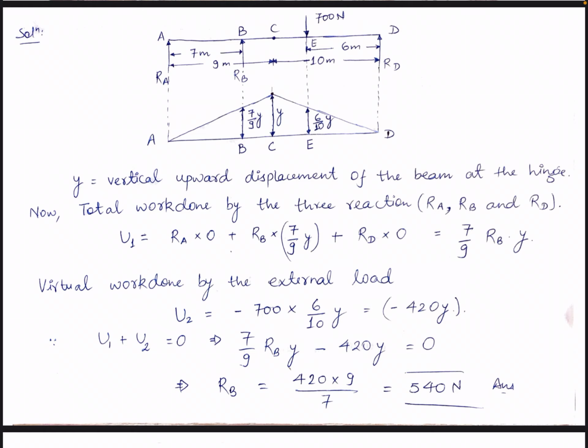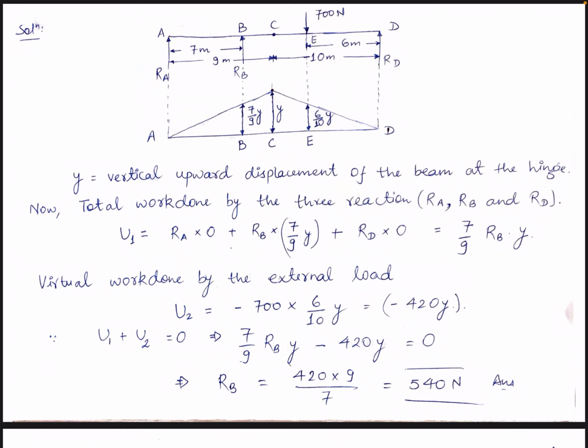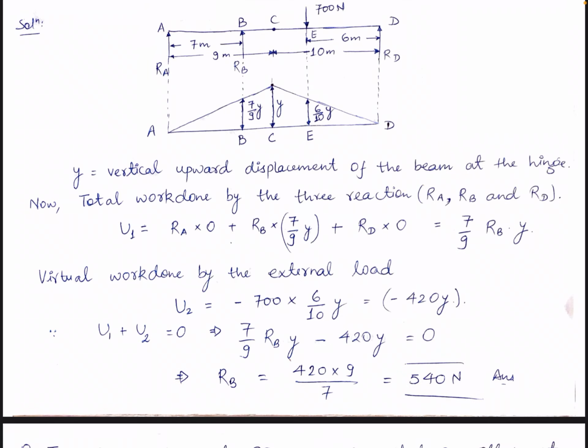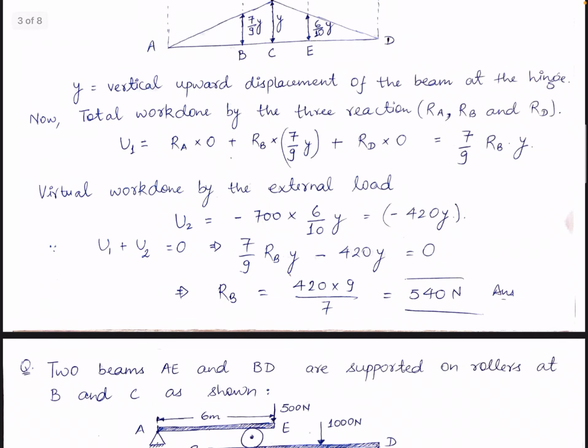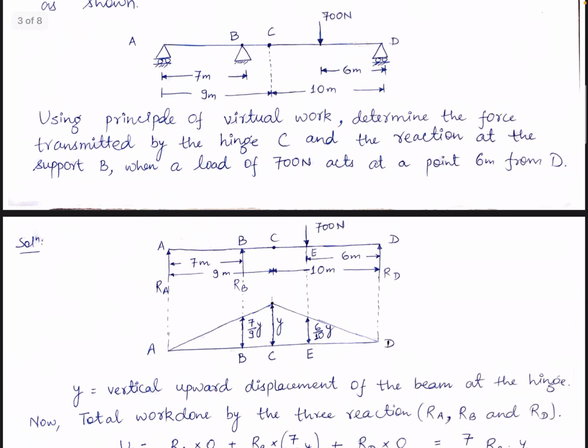Virtual work done by the external load, how much it will be? 700. But the direction is opposite, so negative sign is there, and the ordinate is 6 by 10. So it is coming out to be minus 420y. So these two will add and it will be 0 because total virtual work done will be 0. So RB you will get 540 Newton. And only transmitted by C.